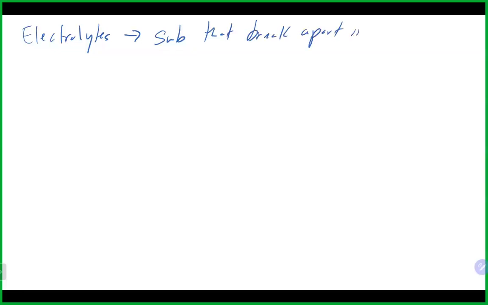Now, with talking about ions, I believe we also finished up that chapter talking about electrolytes. Electrolytes are substances that break apart into ions in solution. And it's really that presence of the ions that helps it conduct electricity.